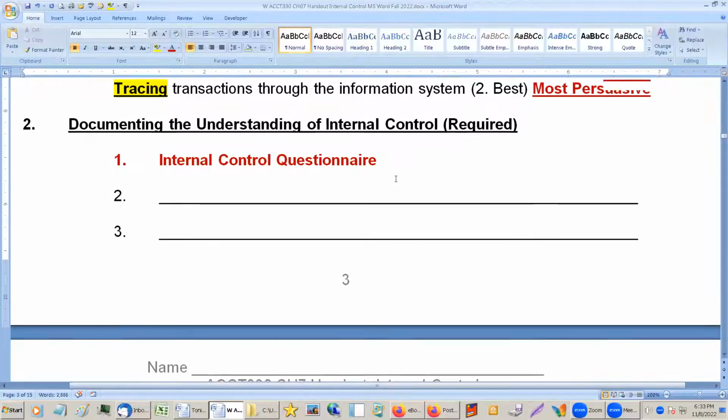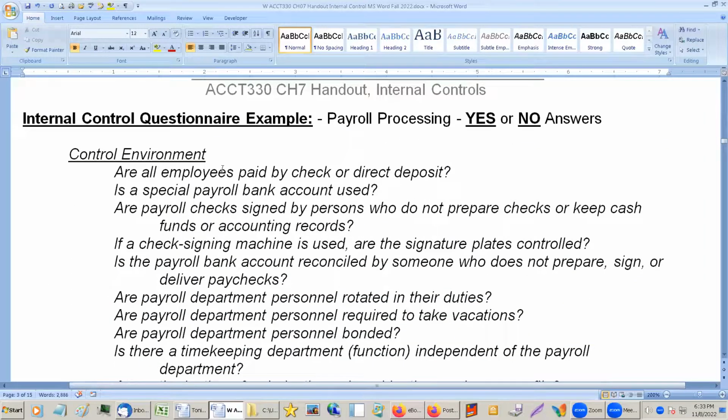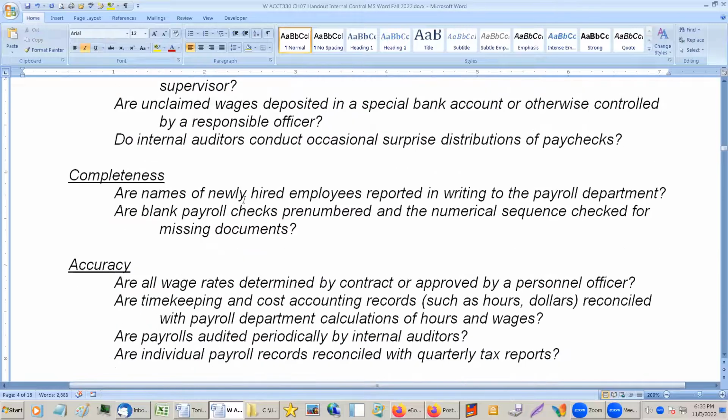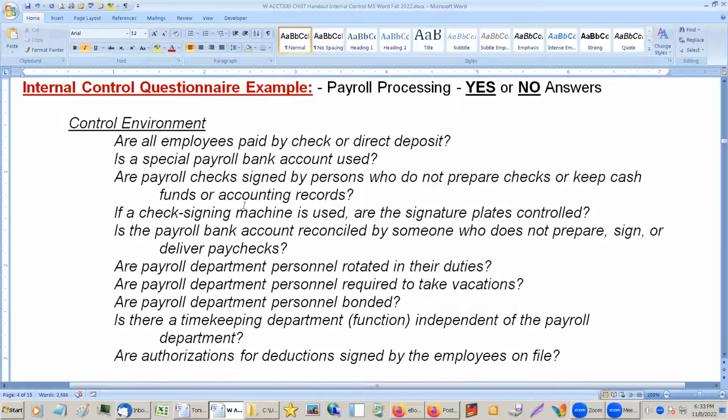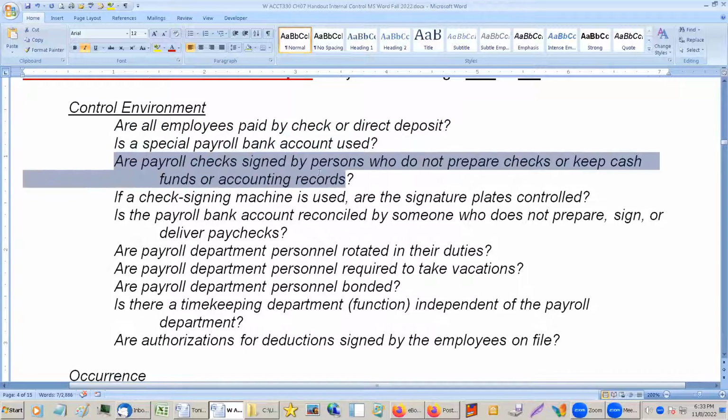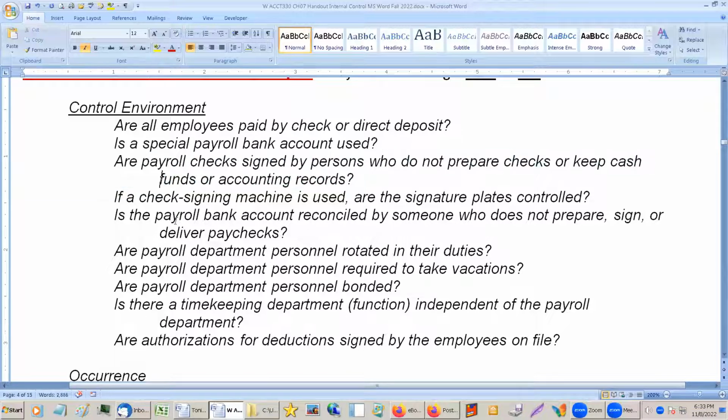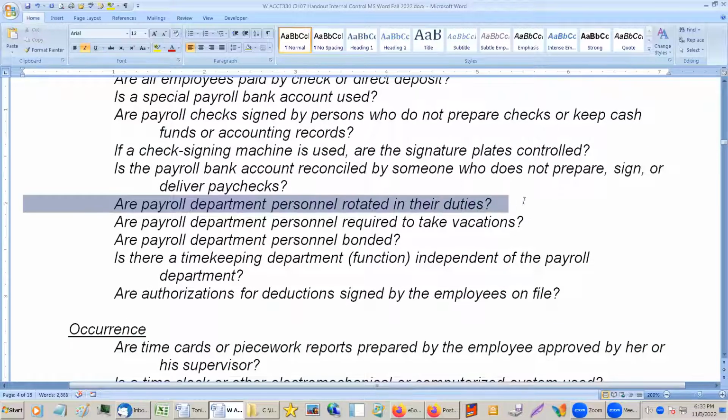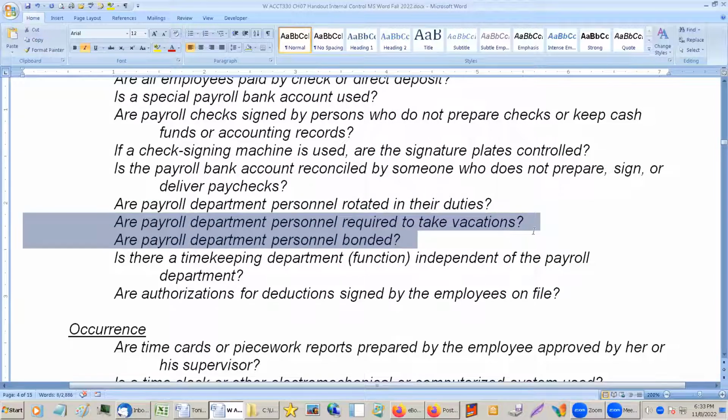Okay, internal control questionnaire. Let's go look at it. Here is an internal control questionnaire. And they generally have yes, no answers. Now this one's a little bit extensive, but they can definitely be this long. And so you'll go through each one of these and you'll ask, are all employees paid by check or direct deposit? Yes or no? Is there a special bank account used? Yes or no? Are all payroll checks signed? Blah, blah, blah. Okay, so there's all these things you're asking somebody about. Usually it's a controller or assistant controller.